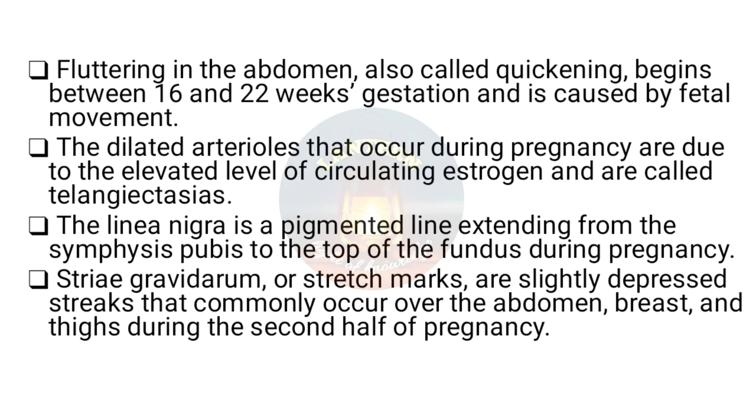Fluttering in the abdomen, also called quickening, begins between 16 and 22 weeks of gestation, and it is caused by fetal movement. The dilated arterioles that occur during pregnancy are due to the elevated level of circulating estrogen and are called telangiectasias. The linea nigra is a pigmented line extending from the symphysis pubis to the top of the fundus during pregnancy. Striae gravidarum, or stretch marks, are slightly depressed streaks that commonly occur over the abdomen, breasts, and thighs during the second half of pregnancy.